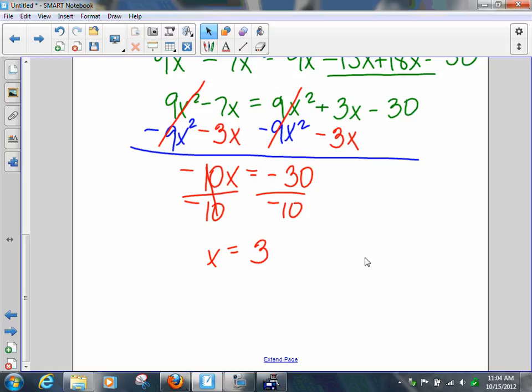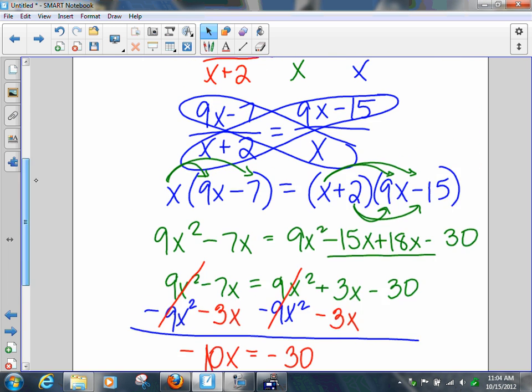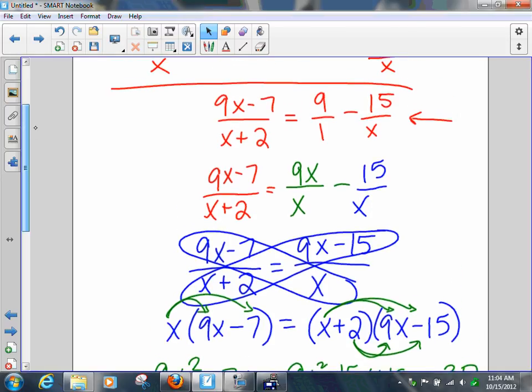When you brought 15x over, how is it that 9 became 9x over x? Okay, hold on. Right there. Because I was trying to get like denominators, correct? All right. What did I multiply to this denominator to get here? X. If I multiply it to the bottom, I have to multiply it to the top. Okay, good question. Any other questions? What do you think about that?